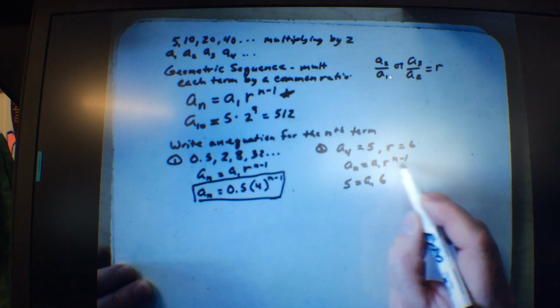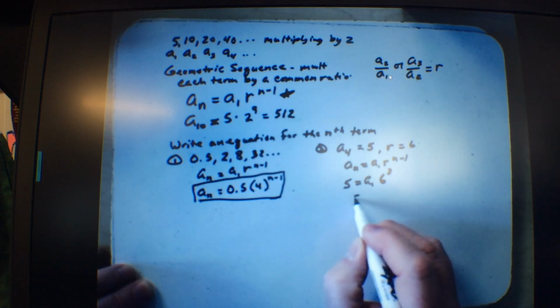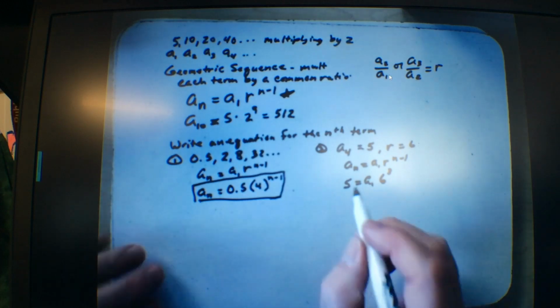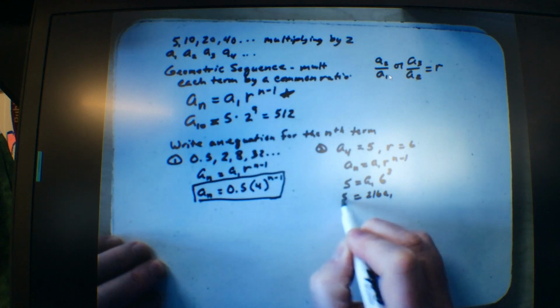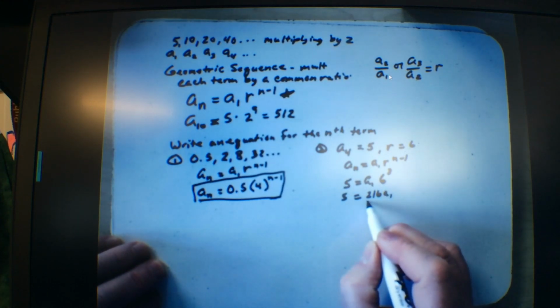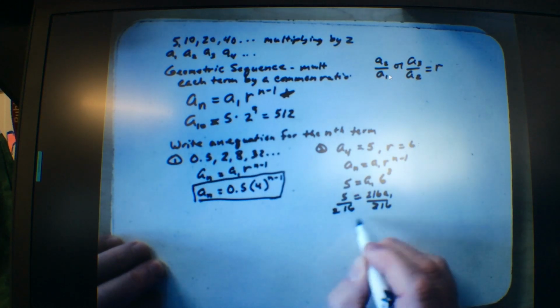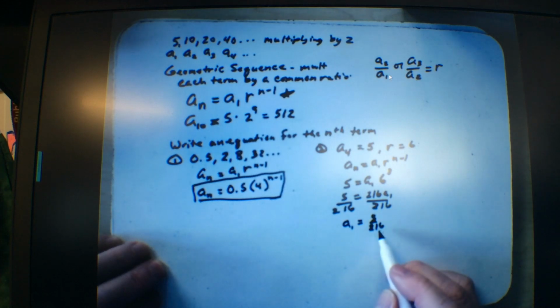And I can put 4 in here. 4 minus 1 is 3. So what is 6 to the 3rd power? 216. So I have 216 times a sub 1 equals 5. Notice how I turned that around, so the variable is behind it, and then I just divide by 216. And I get a sub 1 equals 5 over 216. Now that's not my answer, that's just a sub 1.